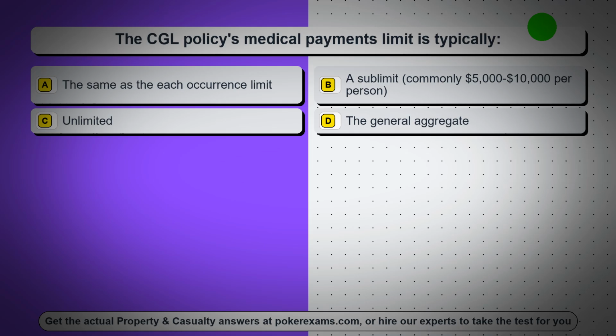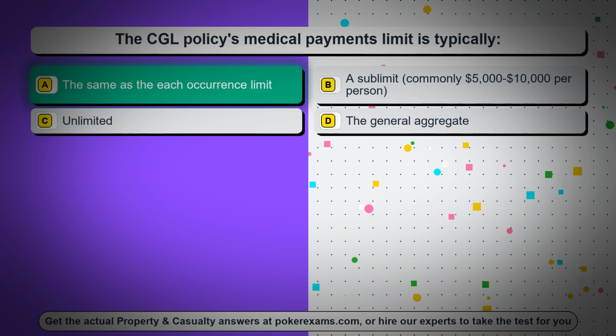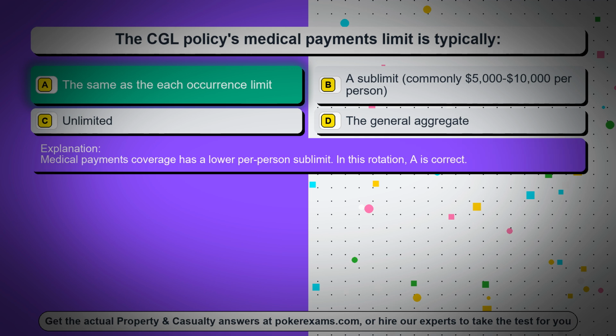Question 72. The CGL policy's medical payments limit is typically: option A, the same as the each occurrence limit, option B, a sublimit, commonly $5,000 to $10,000 per person, option C, unlimited, option D, the general aggregate. The correct answer is option A, the same as the each occurrence limit. Medical payments coverage has a lower per person sublimit. In this rotation, A is correct.